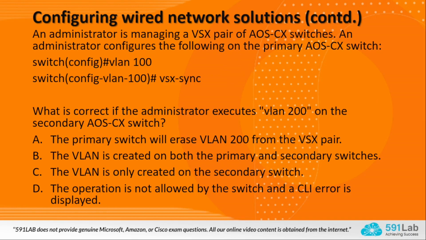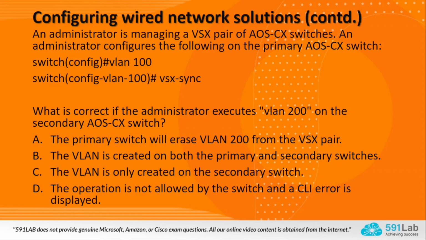Let's take a look at the next question under configuring wired network solutions. An administrator is managing a VSX pair of AOS-CX switches. An administrator configures the following on the primary AOS-CX switch. Under config mode, VLAN 100, then under the VLAN 100 context, the VSX-sync command is used. So what is correct if the administrator executes VLAN 200 on the secondary AOS-CX switch?